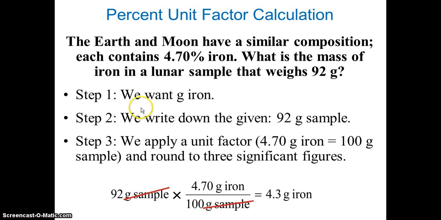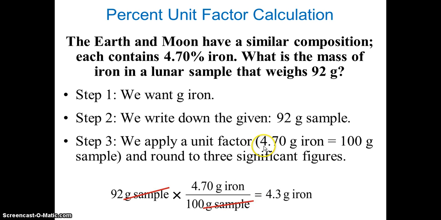So first, what do we want? Grams of iron. So we can put grams of iron. That's the outcome. Step 2, we write down the given one, which is 92 grams of sample, which is going to be right here. And here we need to apply unit factor.